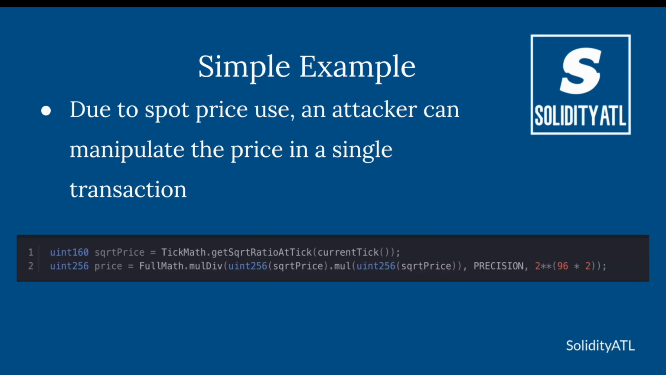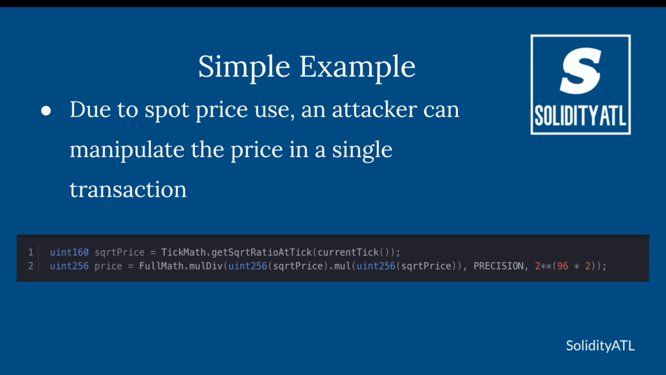Okay, so while there are, I guess technically, no simple examples, we're going to show a short code snippet of what a vulnerable piece of code may look like, or what you may see on your end when you're auditing a protocol and you see something interesting that can point to an Oracle manipulation attack. In this example, due to the spot price use, an attacker can manipulate the price in a single transaction.